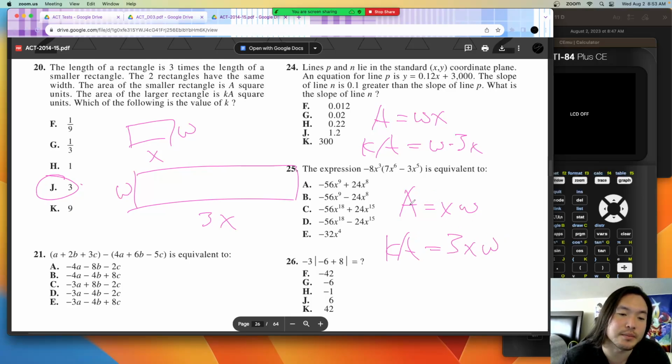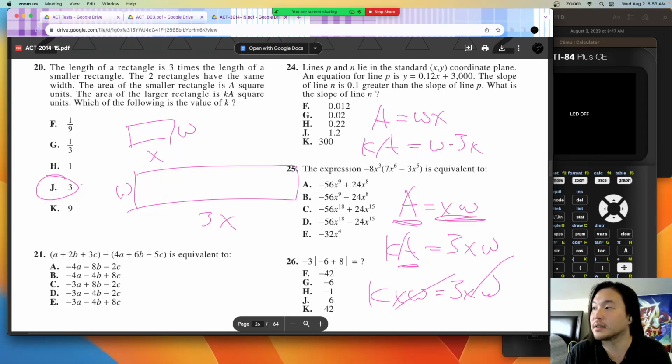And then here, you can do some substitution if you want, right? Maybe this is the easiest way for you guys to see it. So I can replace this a with xw. kxw equals 3xw. Obviously, k is 3. Does that make sense?